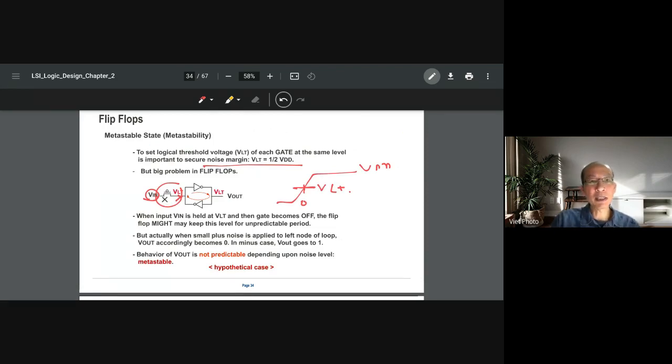That's what I just explained. Here is the metastable state. If the voltage in here is in the middle, in the middle of the transition, there will be an unpredictable status, and then the circuit won't work properly. So the voltage needs to be stable at one level or the other, because in the middle, we don't know what it is.